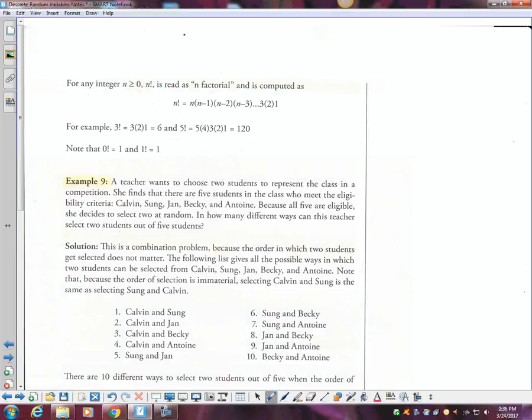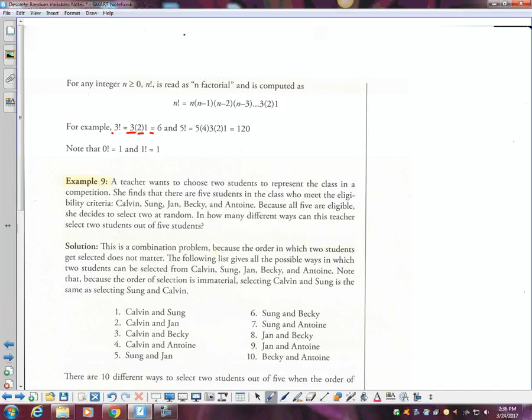For any integer greater than or equal to 0, n exclamation point is read as n factorial, and it's computed as n times n minus 1 all the way down to 1. So 3 factorial is 3 times 2 times 1. 5 factorial is 5, 4, 3, 2, 1 multiplied. 0 factorial is 1. That's your special case.